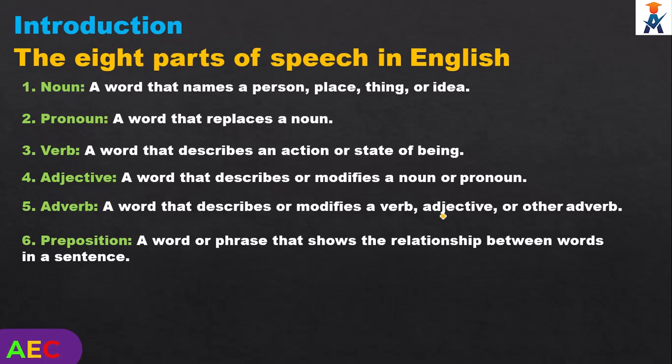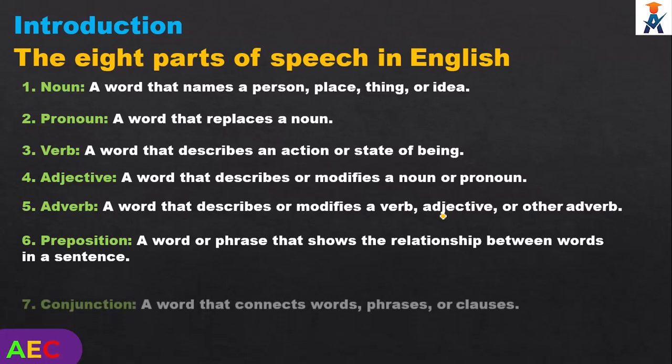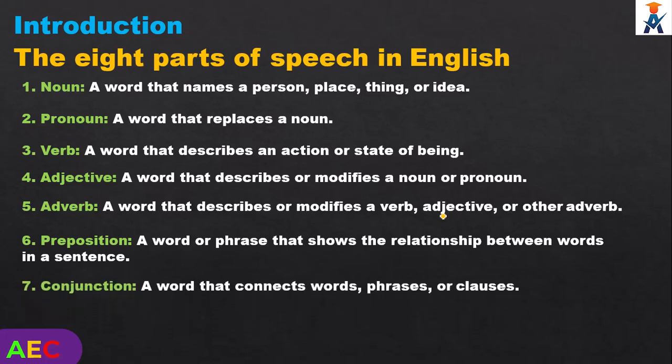Preposition. A preposition is a word or phrase that shows the relationship between words in a sentence. The seventh one is conjunction. A word that connects words, phrases, or clauses is a conjunction. The last one is interjection, a word that expresses emotion or feeling.